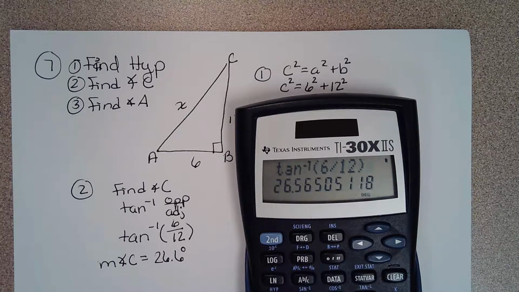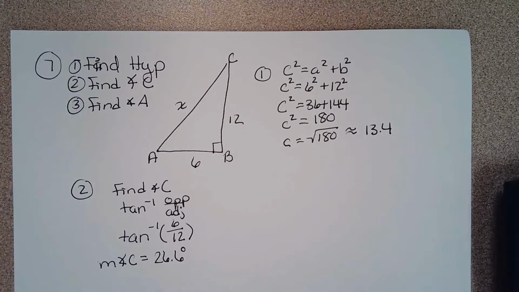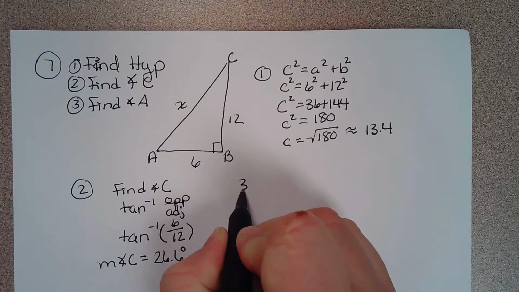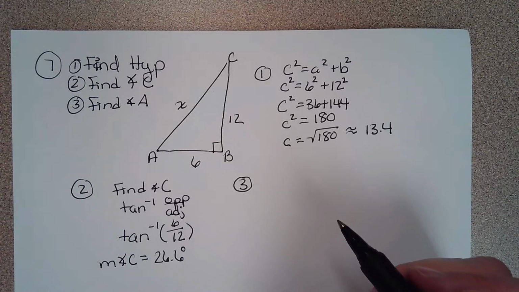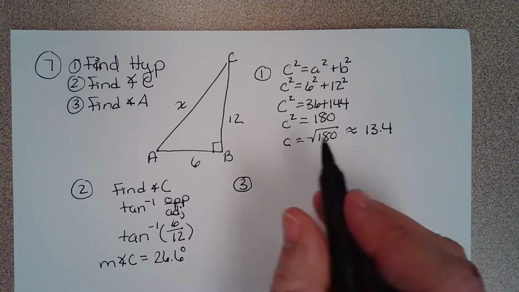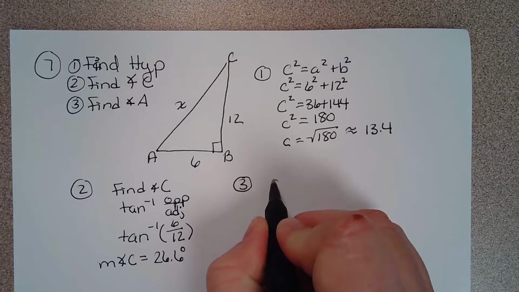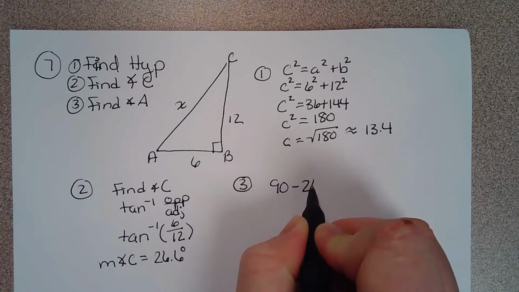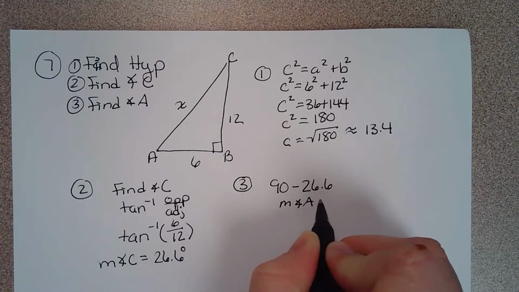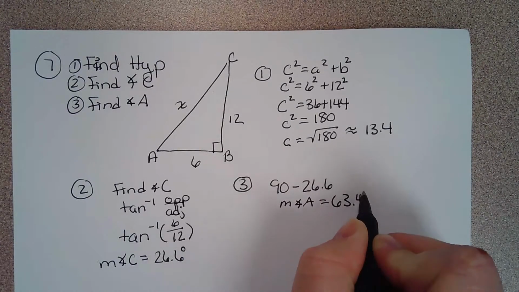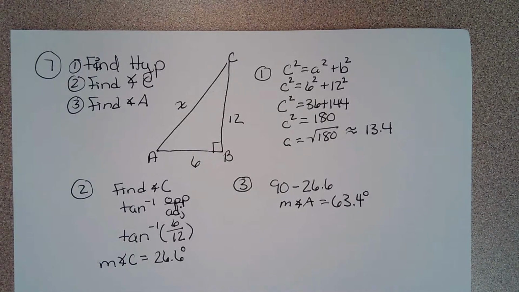Now, the last one we're asking for is find angle A. Well, folks, we do not have to go back to the beginning and do sine cosine again. We can use the complementary supplementary. So this is going to be a complementary because it's 90 degrees. So we're going to take the 90 minus 26.6, which means that the measure of angle A is going to be 63.4. Now, some of you may be asking, why did we use the complementary instead of going back and using the tan function again?